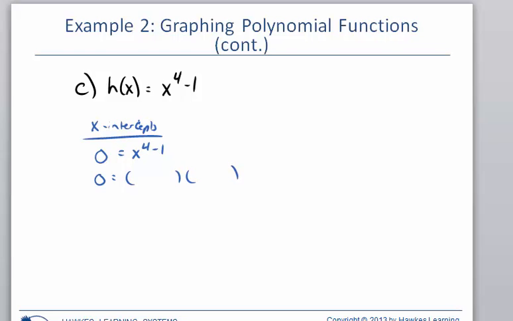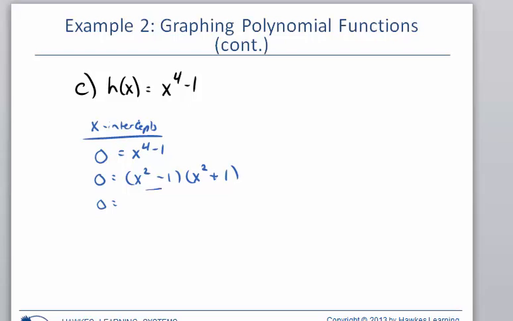What times what makes x to the fourth? That would have to be x squared and x squared. And the minus 1 would have to be a minus 1 and a plus 1. And so it is like a difference of two squares. And you can see that your middle terms will fall out as you go to check. You'd have x to the fourth. You would have positive x squared, negative x squared. Those two would cancel, and a minus 1.